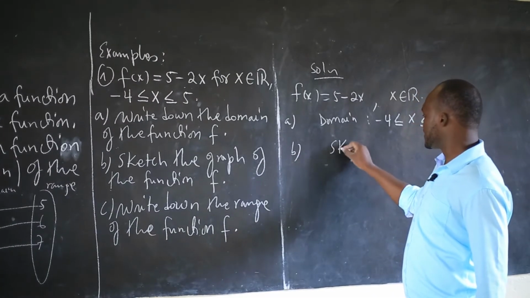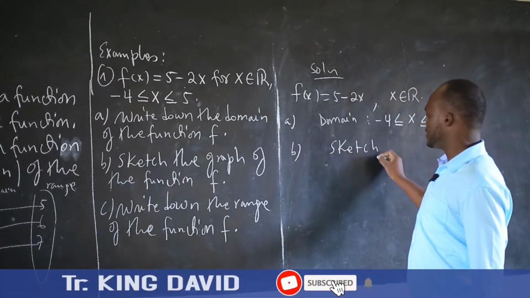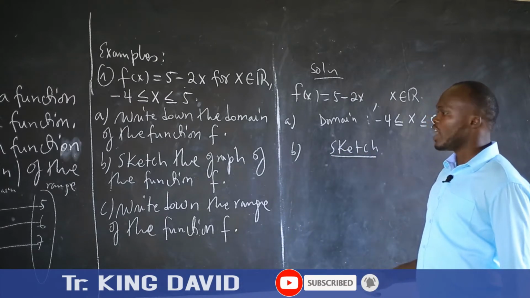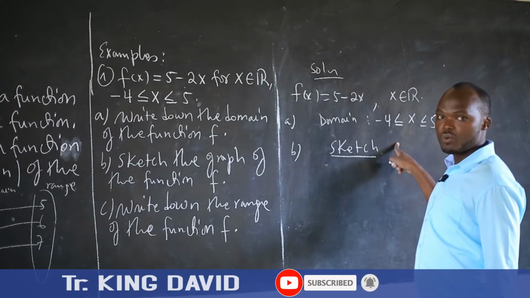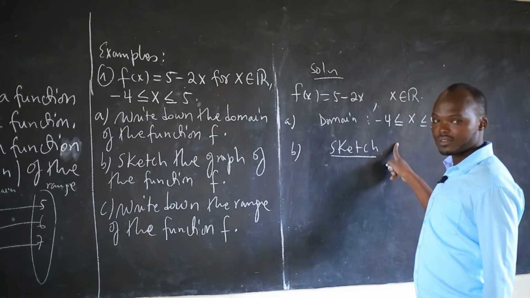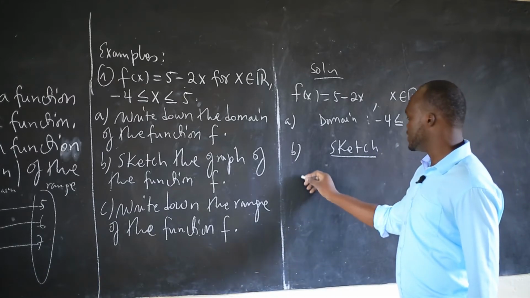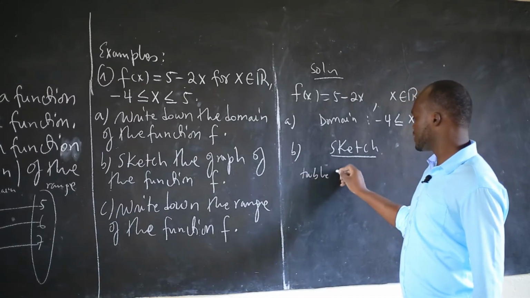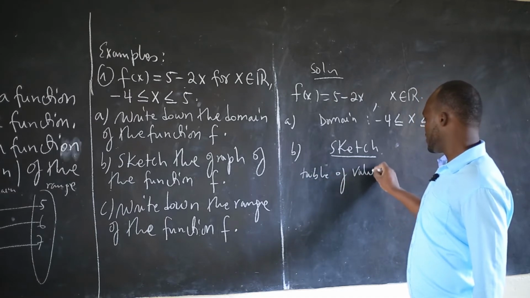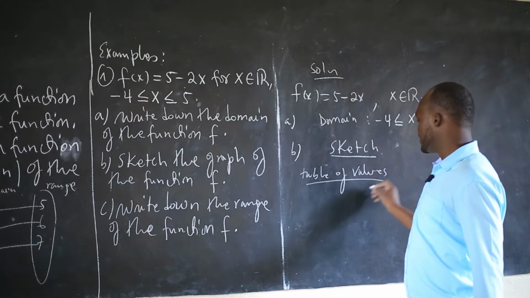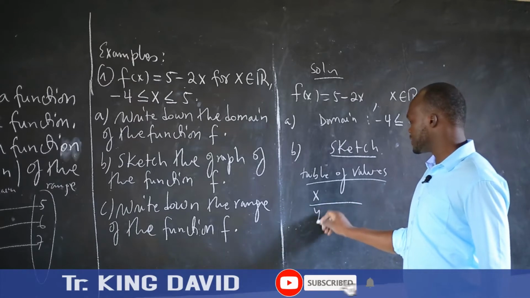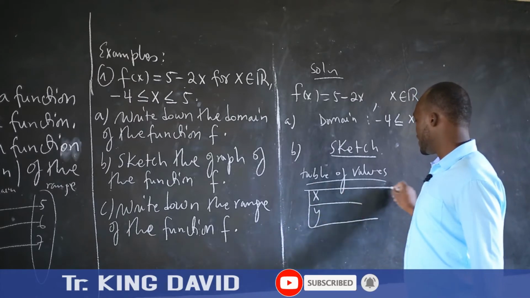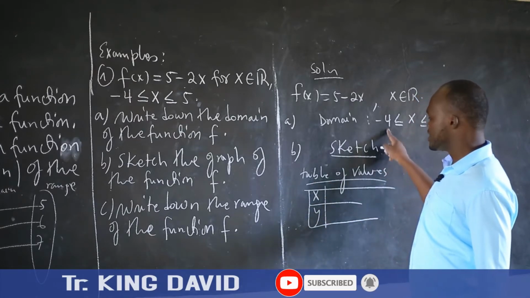As we are sketching, we have to consider the domain. So what do we need? First of all, we need a table of values, where we have x and y, input and output.